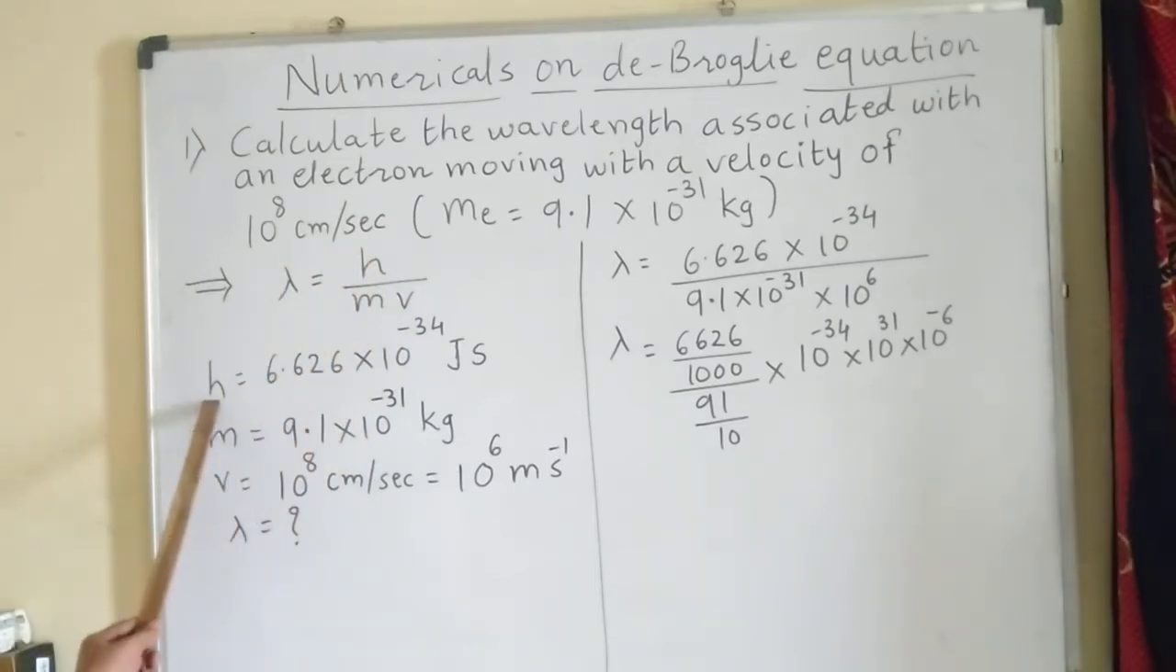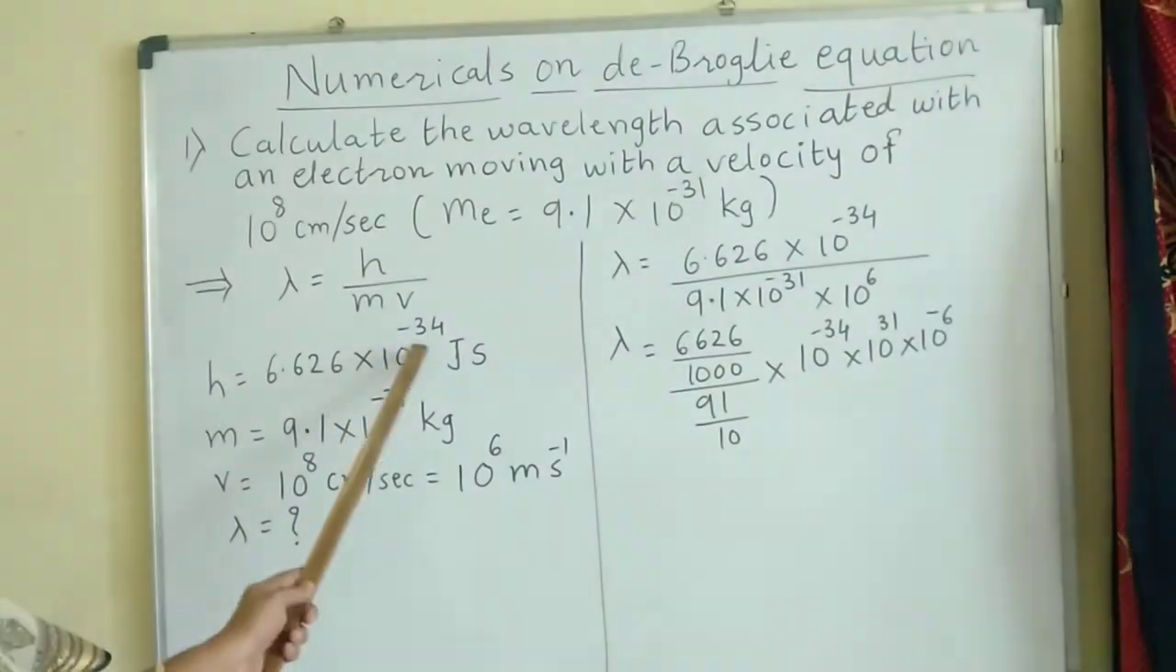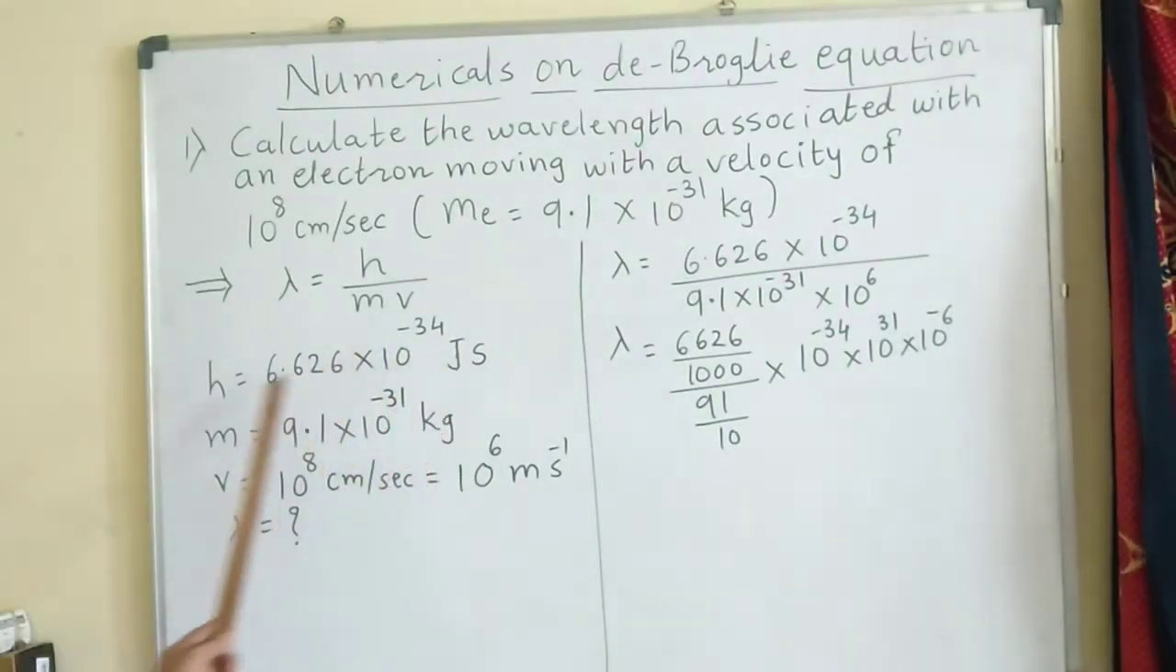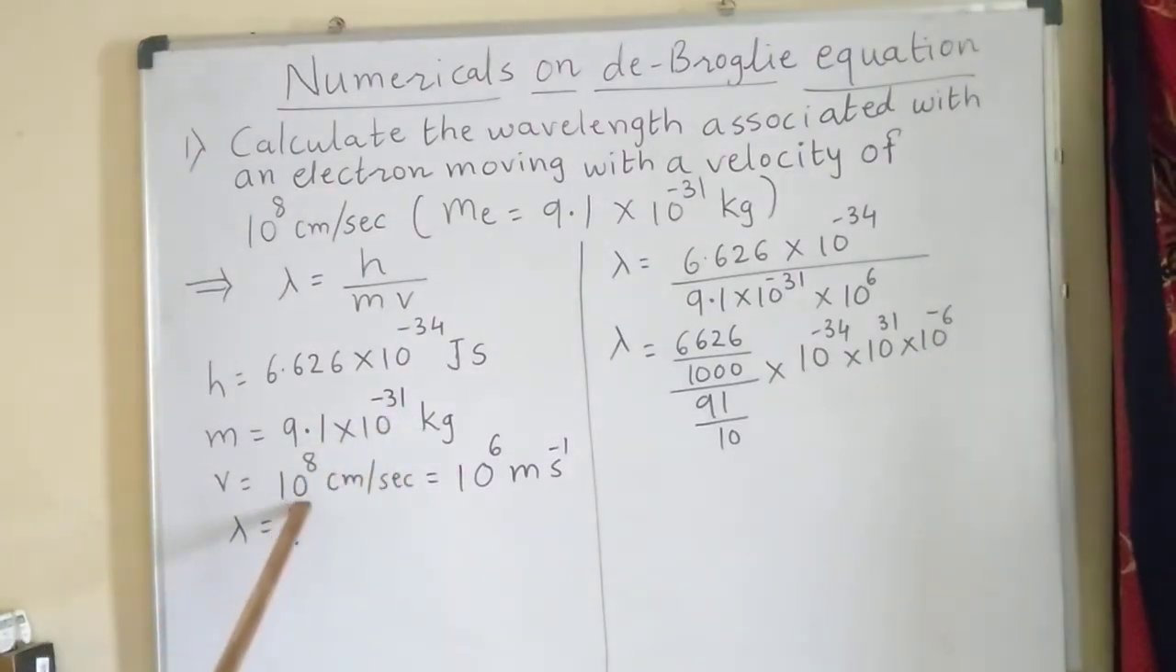So h, the Planck constant value is 6.626 into 10 raised to minus 34 joule second. Mass of electron is equal to 9.1 into 10 raised to minus 31 kg. And velocity of electron is given 10 raised to 8 centimeter per second.